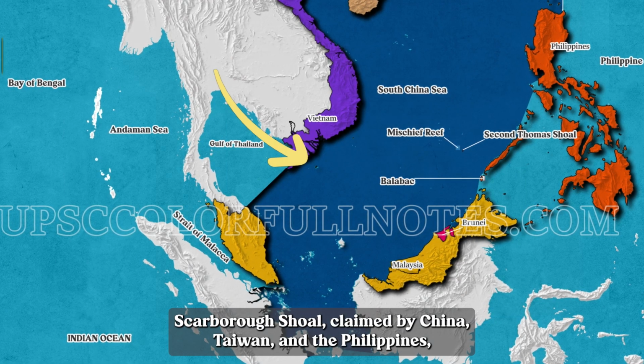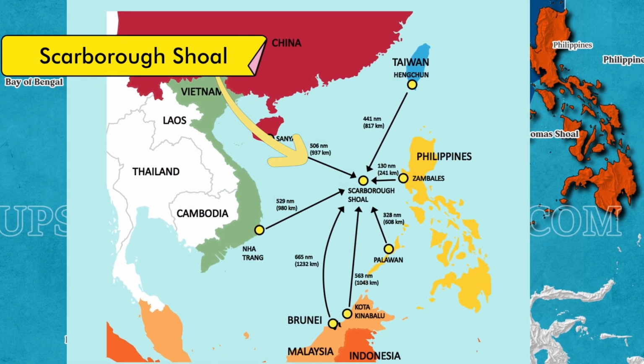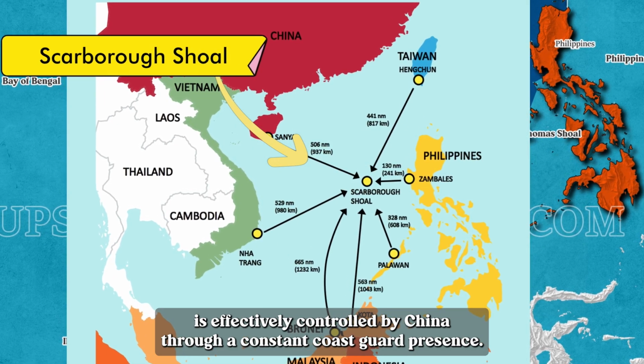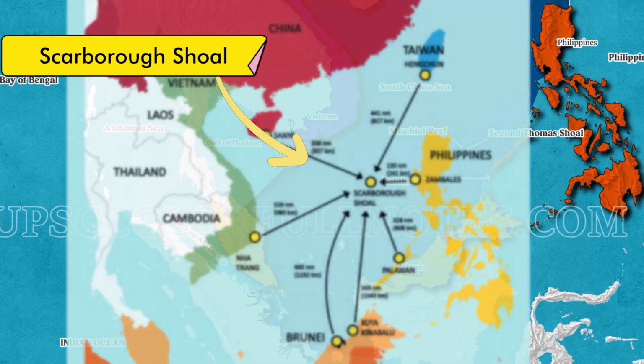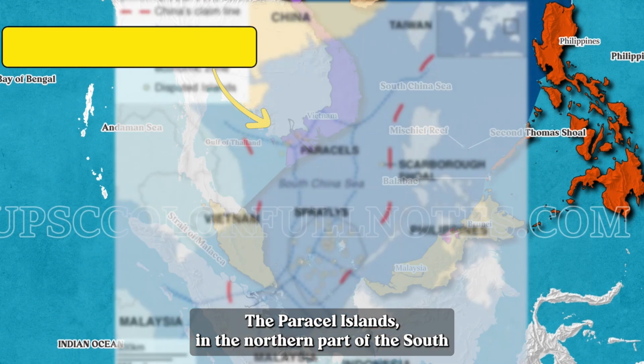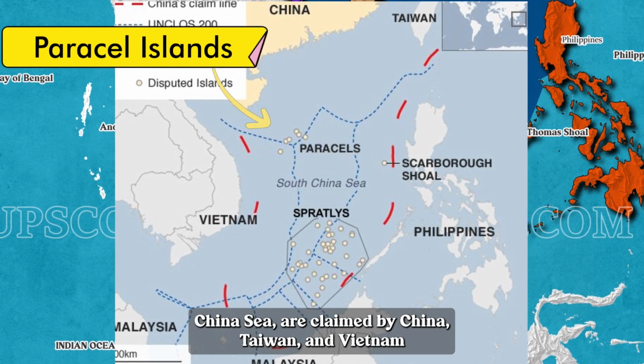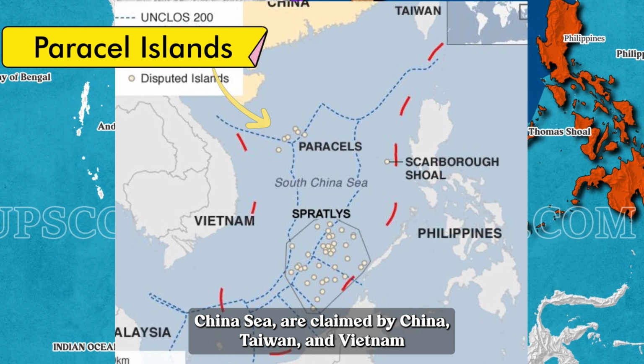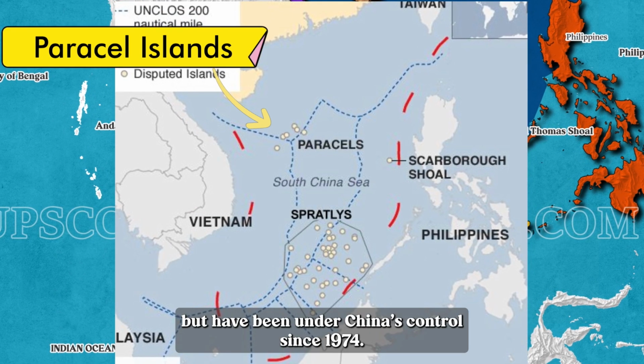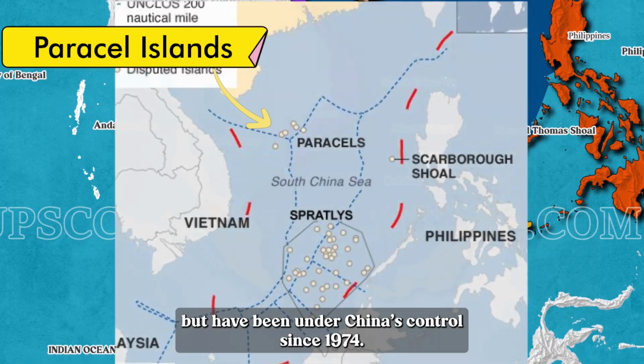Scarborough Shoal, claimed by China, Taiwan, and the Philippines, is effectively controlled by China through a constant Coast Guard presence. The Paracel Islands in the northern part of the South China Sea are claimed by China, Taiwan, and Vietnam, but have been under China's control since 1974.